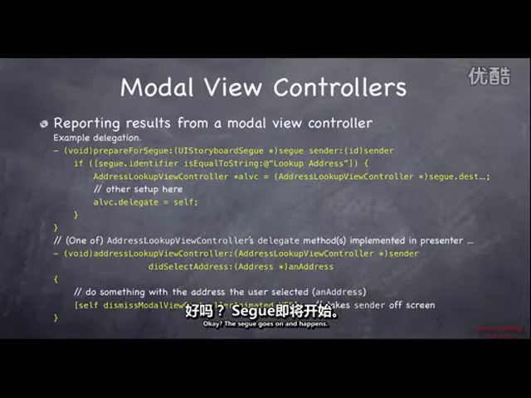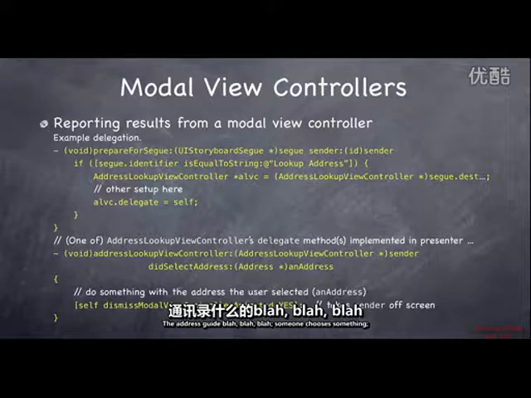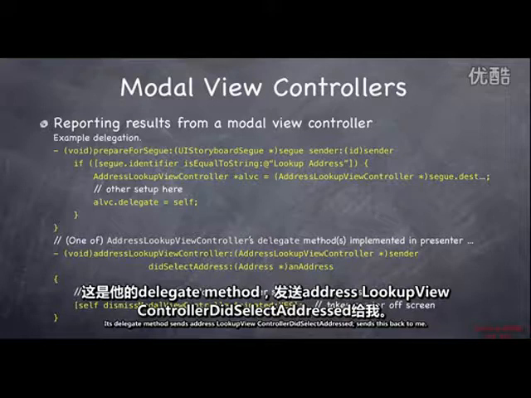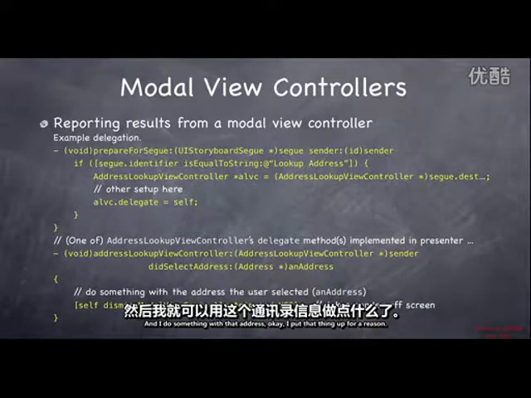This is prepare for segue. Okay, the segue goes on and happens. The address guy, blah, blah, blah. Someone chooses something. They click OK. Then this other message, which address lookup view controller invented, its delegate method, sends address lookup view controller did select address. Sends this back to me. And I do something with that address.